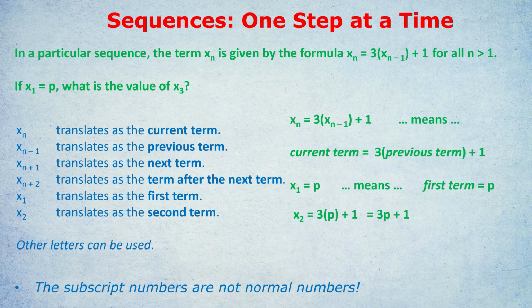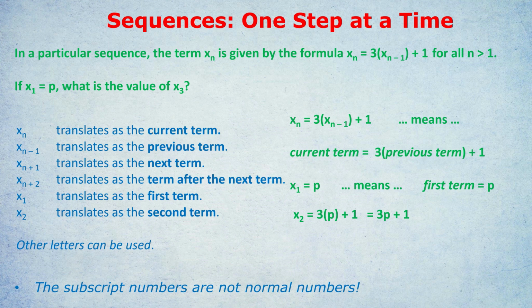Well then, following the rule given in the formula, we multiply that by 3 and add 1 to get to the current term, the next term in the sequence. That would be x2. By the way, you can think of the previous term as the term we're on if you want, and the current term as the next term. Doesn't make any difference, it's just the next one in the sequence. Anyway, 3 times p plus 1, using the rule given in the formula, gives us 3p plus 1. That is now our second term.